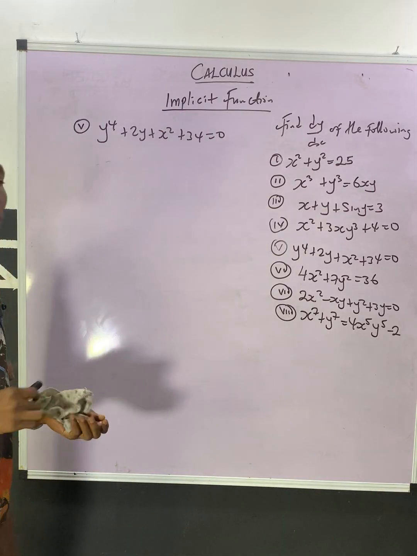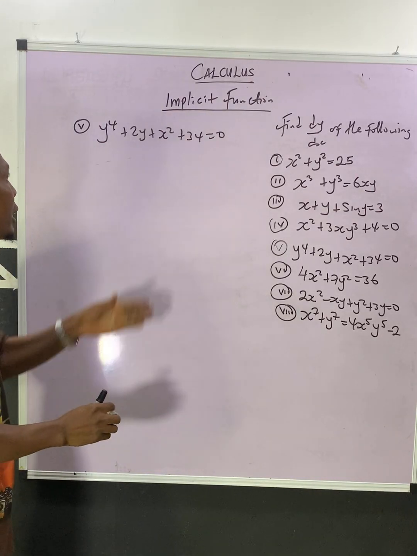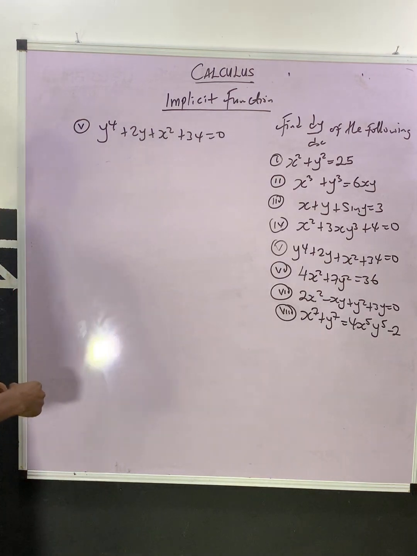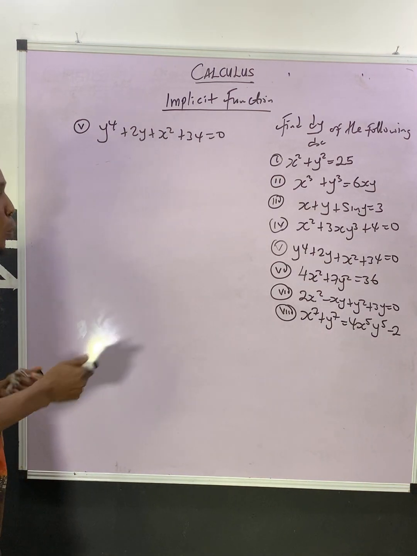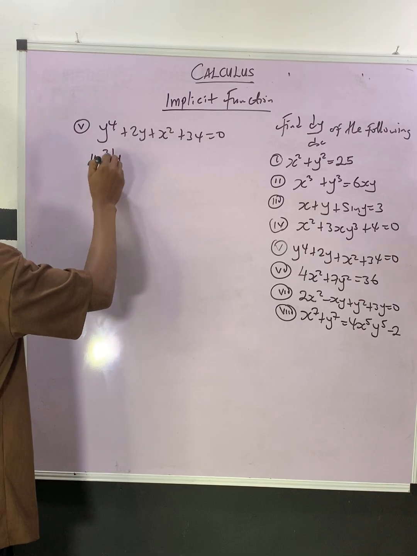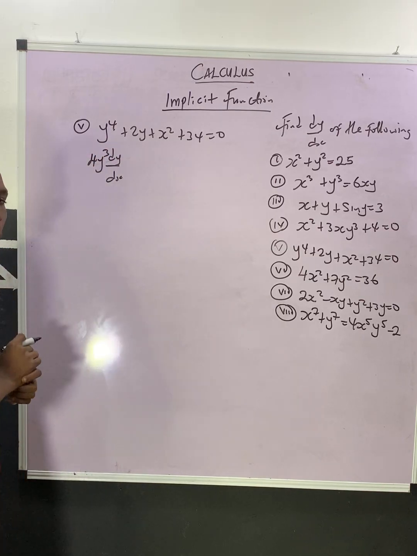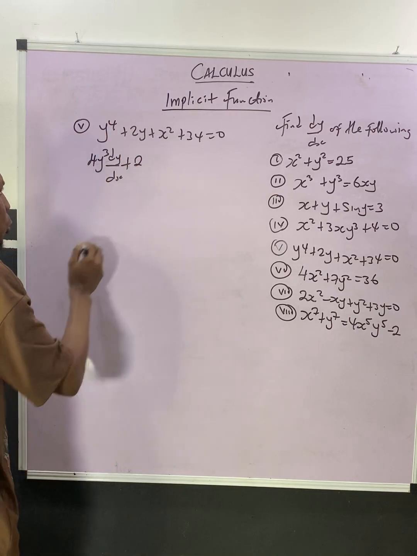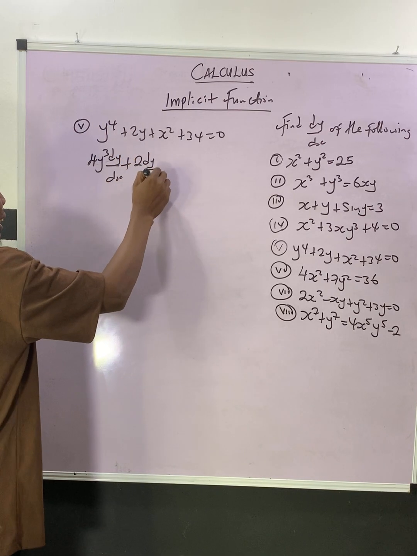All right. So for question number 5, you can see here we don't have x and y together. So this one is straight. Okay. So if I differentiate y to the 4, what do we have? We have 4y cubed. What do you add? dy/dx, because you differentiated y. Then plus, if I differentiate 2y, we have what? 2. You add dy/dx.